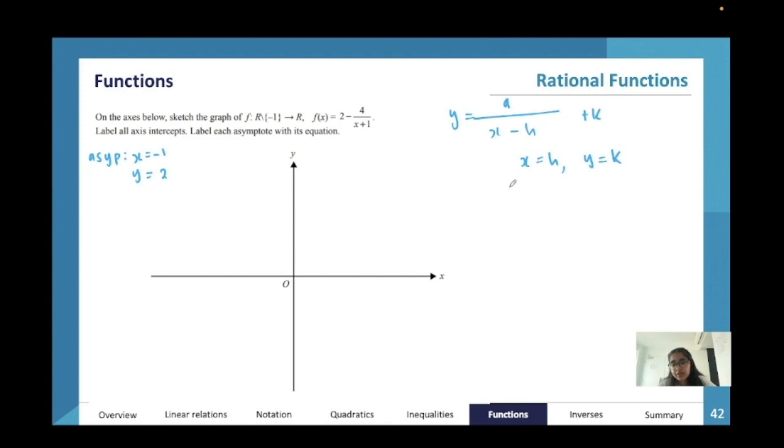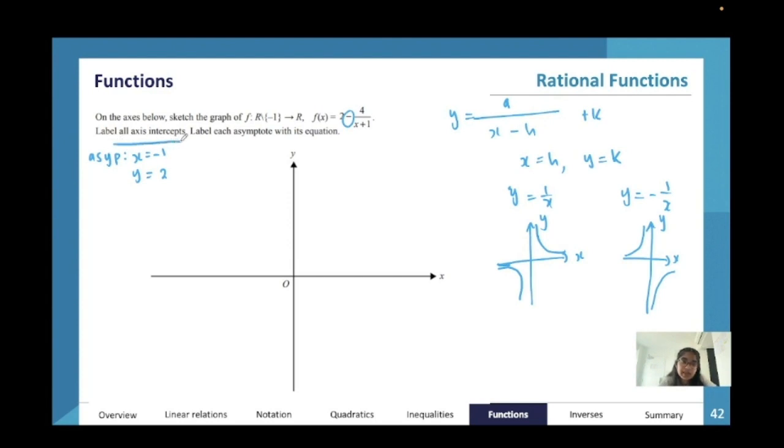In a positive graph, if we've got y equals 1 on x, it's going to look like this. So we've got y, got x, like this, like this. Not a good graph here, but it's going to look something like this. If we have y equals -1 on x, it's going to look like this, so y, x, up. So that's something to keep in mind. Here, we've got negative. It wants us to label axis intercepts as well.